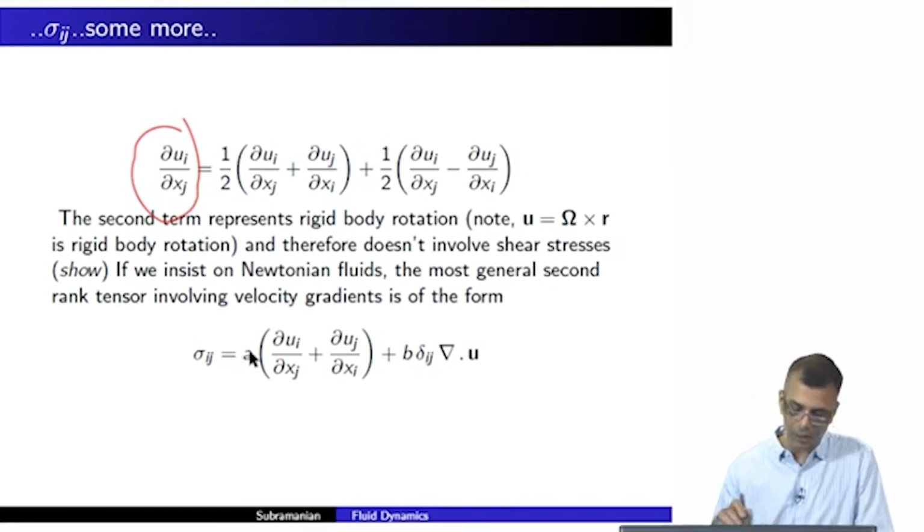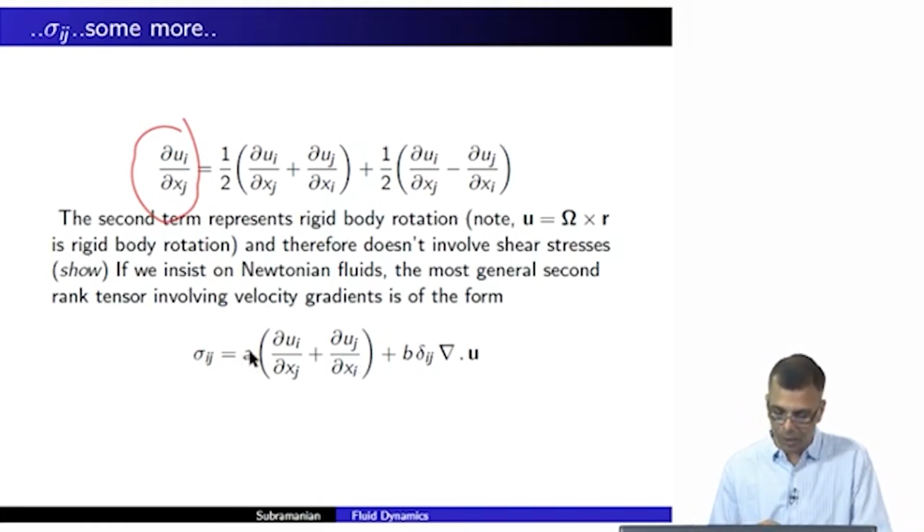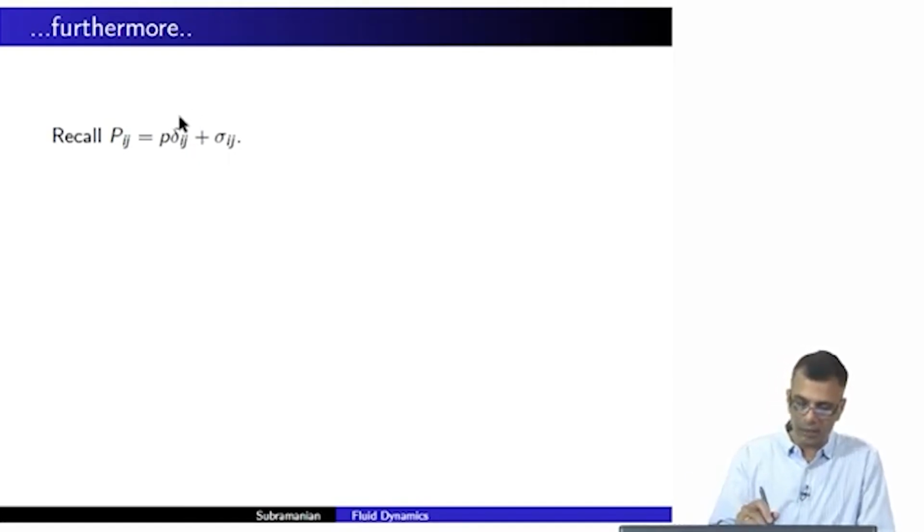And I stick an a here and a b there. We will see what we will do with these for the time being. Let us just take this and proceed. And recall that this was my basic definition of capital Pij. I had the diagonal terms here and the off diagonal terms here.